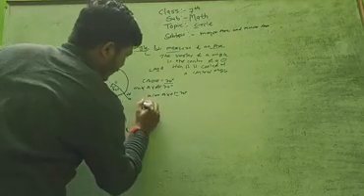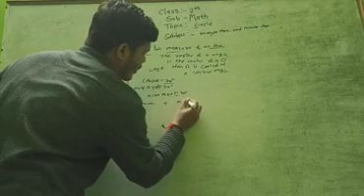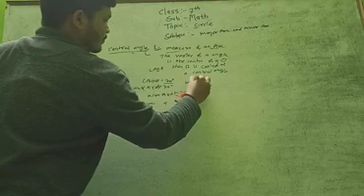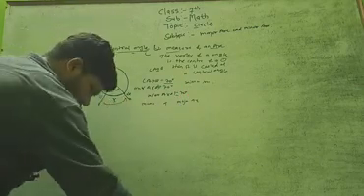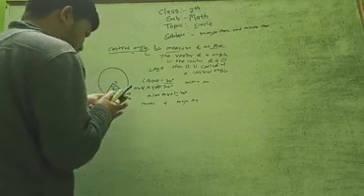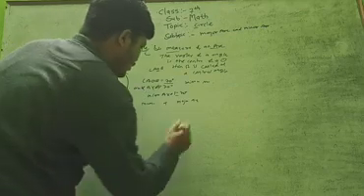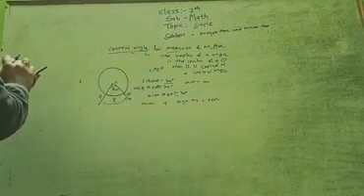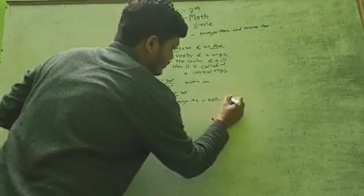Now the measure of the major arc. This was the measure of the minor arc, as we see AYQ is the minor arc. Now we are going to discuss the major arc. The measure of the major arc is 360 degrees minus the measure of the corresponding minor arc.